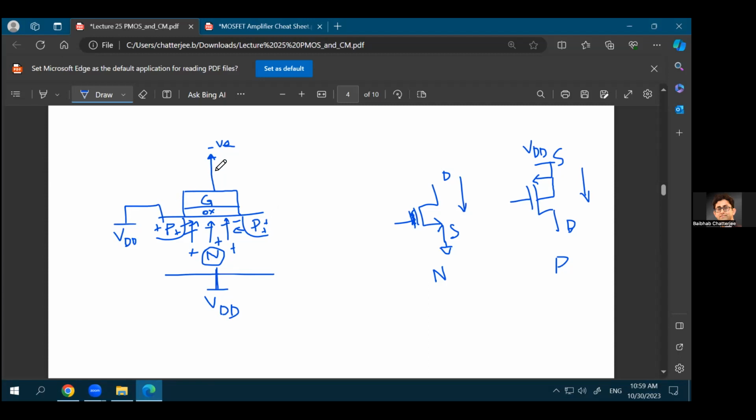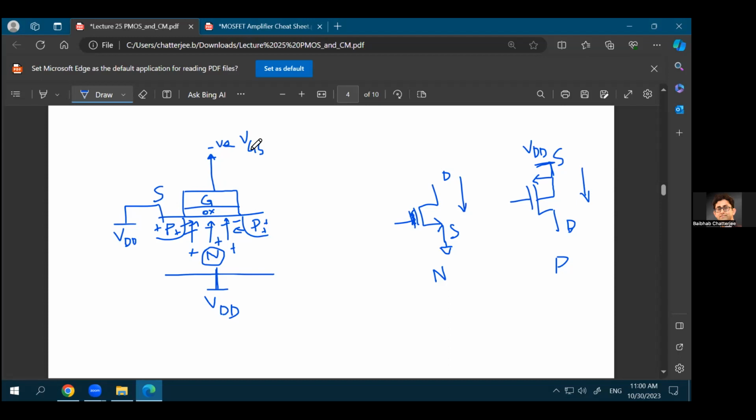And if you do that, then what you need to have is basically a negative VGS, a negative gate to source voltage, to attract the holes into the channel region. So how do you get the negative VGS? Because you're connecting your source to the VDD, or the highest voltage in the circuit. Any voltage that you apply at the gate, which is less than that highest voltage in the circuit, will give you a negative VGS. Okay?